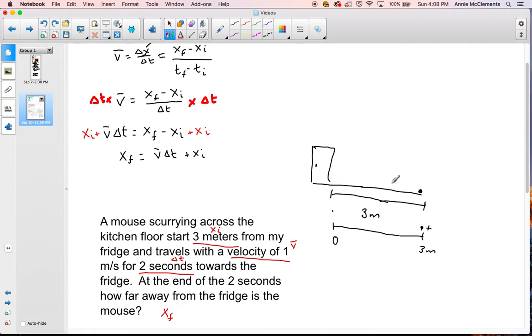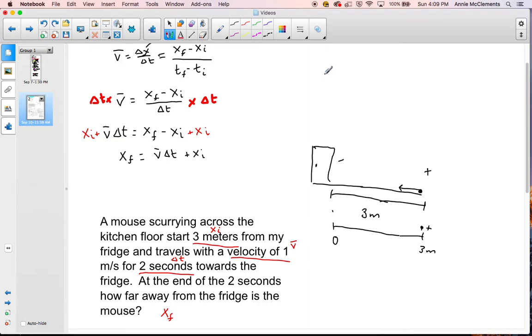So if my velocity, this is the one tricky part about these questions, it says that the velocity of the mouse is 1 meter per second towards the fridge. The way I've drawn this, with the positive direction being over here, if the mouse is traveling towards the fridge, which is the negative direction, its velocity is going to be negative. So I have to remember to include that in my equation, that the velocity is actually -1 meters per second.